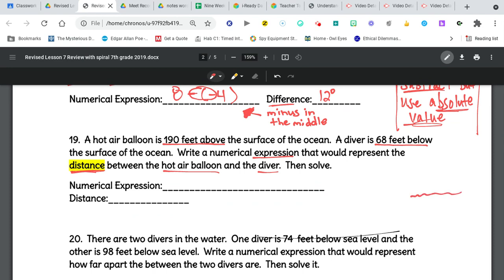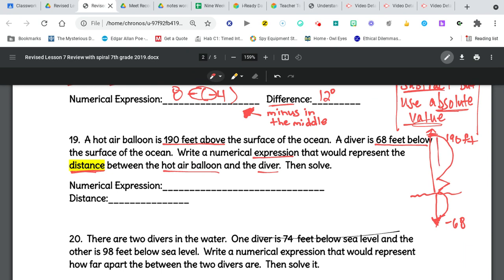Here's your water. The diver is 68 feet under. It's -68. The hot air balloon is somewhere up here. That's going to be representative of 190 feet above the surface. So if you want the distance between them, you want this entire distance, guys.